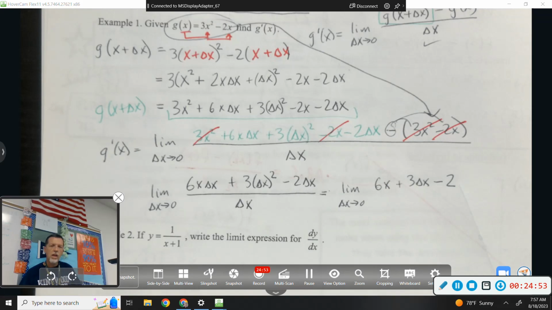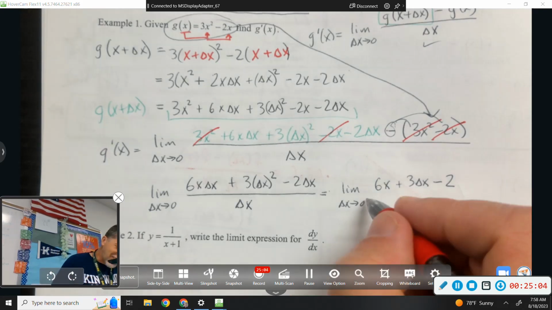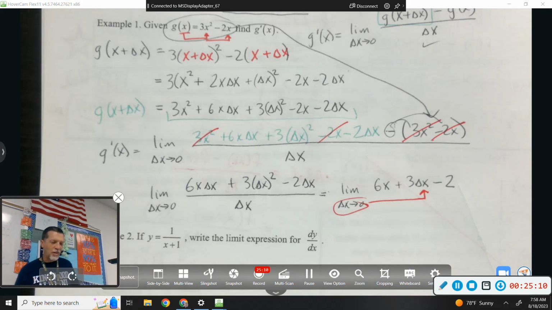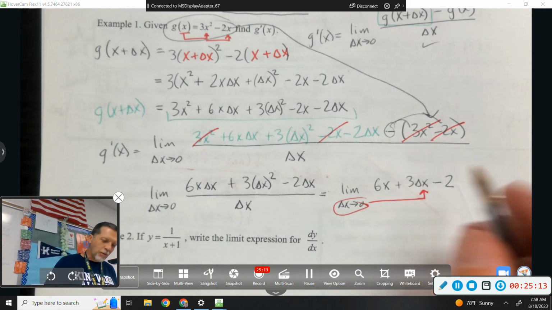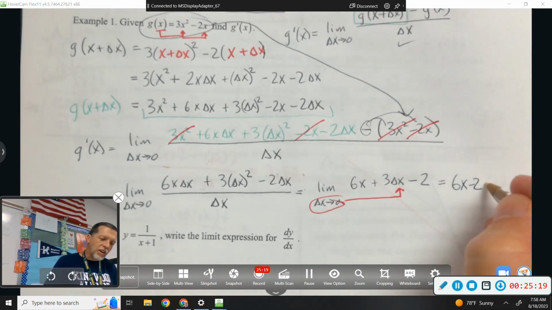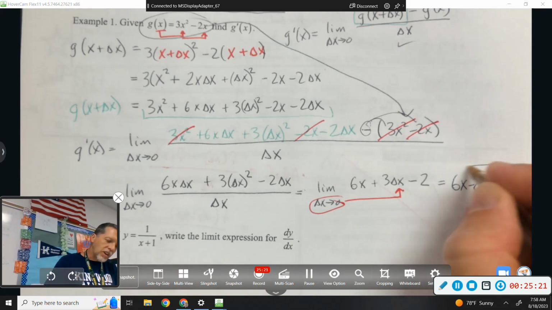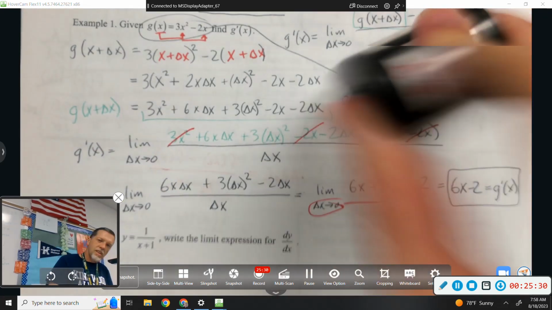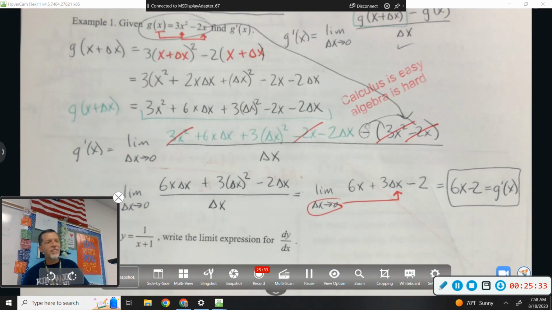Okay, what's our first go? Our first go when we want to evaluate a limit is substitution. Well, that's an easy substitution. If I put in delta x equals 0, then it wipes out that term, and my answer is 6x minus 2. And all of that was to find the derivative of g. Right? Calculus is easy. Algebra is hard.